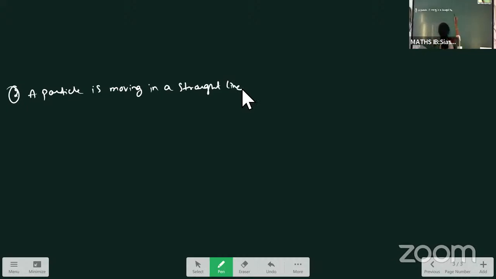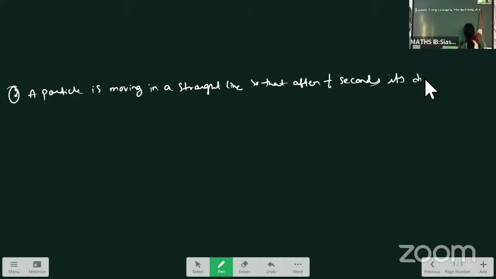A particle, question number 2. A particle is moving in a straight line so that after T seconds, its distance S, in brackets it is given centimeters, its distance in centimeters from a fixed point.